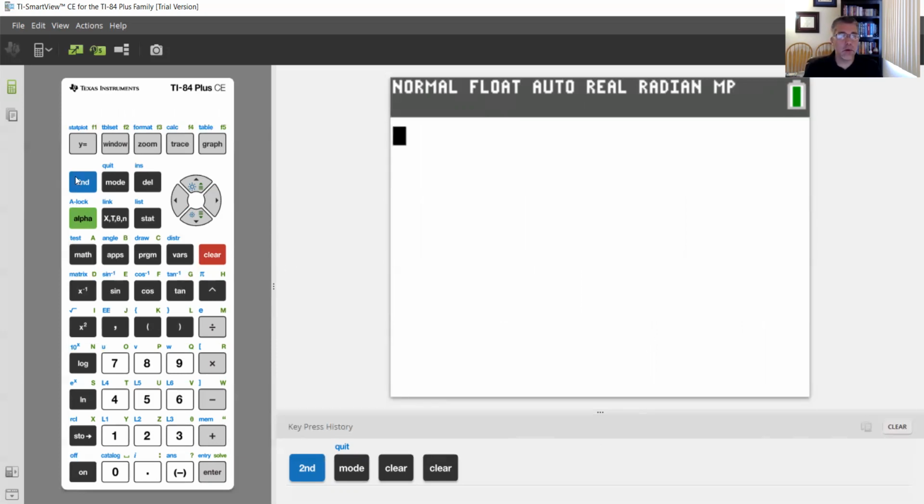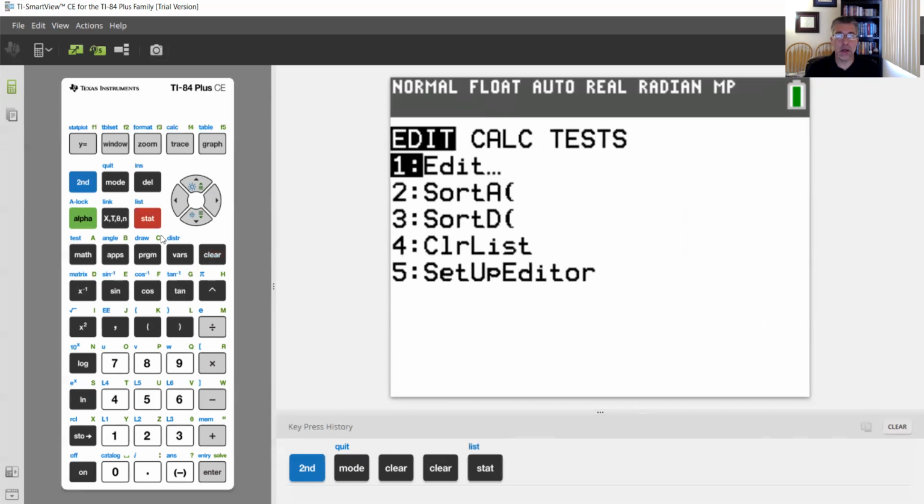Okay, so we're going to now do a little bit of statistics. So I'm going to go to stats. The stat key is 2 over, right next to the variable key, and I'm going to click on stats. And what I want to do is enter some statistics here. So I want to go to edit statistics. Okay, let's edit some statistics.